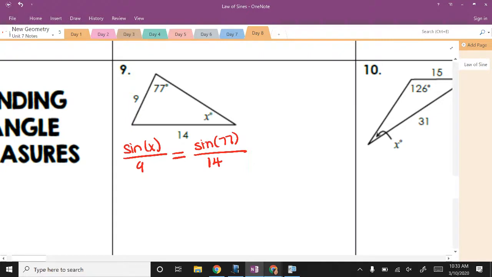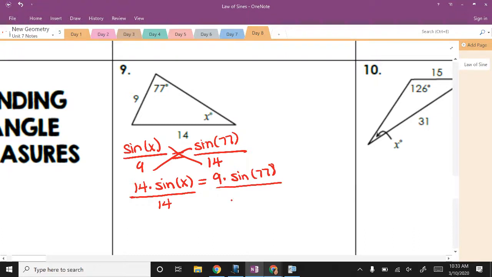Okay, cross multiply. So on one side you're going to have 14 times sine x equals, on the other side you'll have 9 times sine of 77. Now how do you think we're going to get x by itself first? Divide by 14. So the 14s cancel.